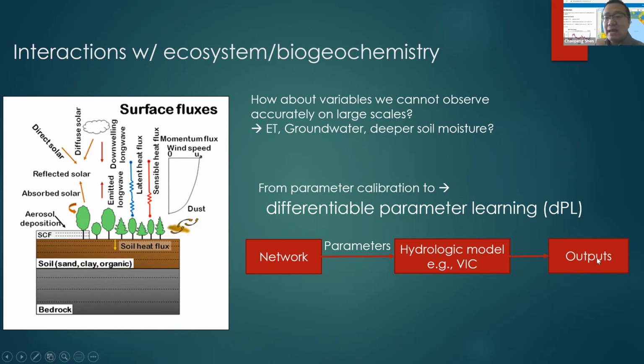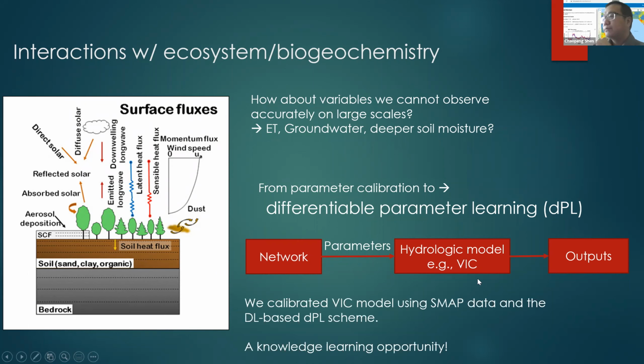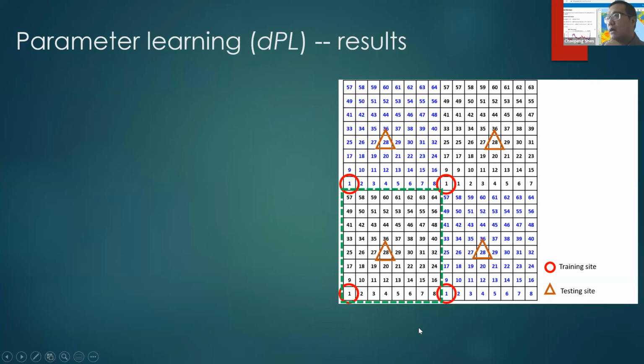And these models then can output all the things that they can output. So you're no longer constrained by observations. This is a whole system that we're training together. In this example, we calibrate the big hydrological model using SMAP data and this DPL scheme. There are knowledge learning opportunities here.